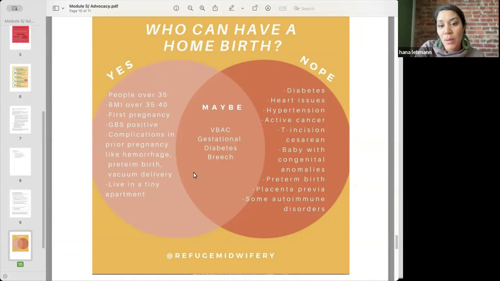The people that might be in that maybe category, that maybe your midwife will be okay with doing a home birth with, are going to be VBACs. So vaginal birth after cesarean. So if you've had a previous cesarean, some home birth midwives will feel comfortable with that at home, and some of them will not feel comfortable with that at home.